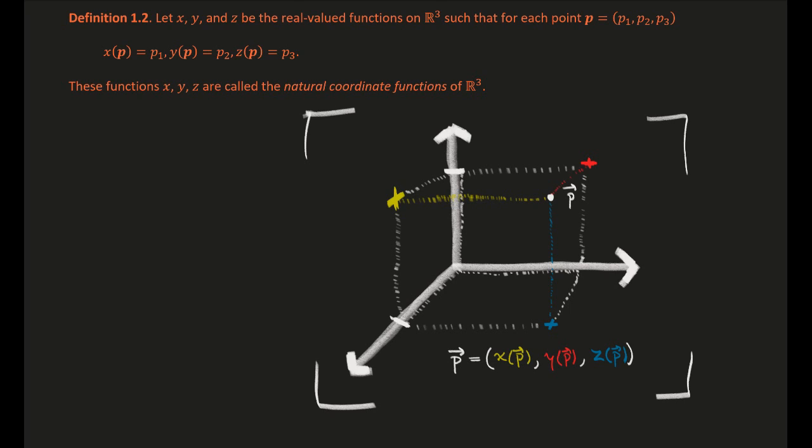Next, we'll use definition 1.2, which is the definition for the natural coordinate functions of R3. Here we introduce the notation x, y, and z. These are the real valued functions on R3 such that for each point P with coordinates p1, p2, and p3, x of P equals p1, y of P equals p2, and z of P equals p3.